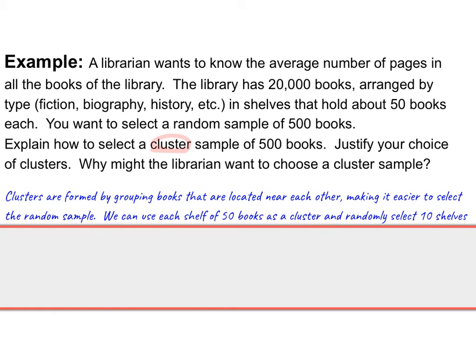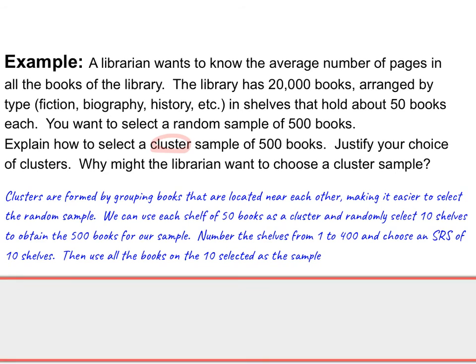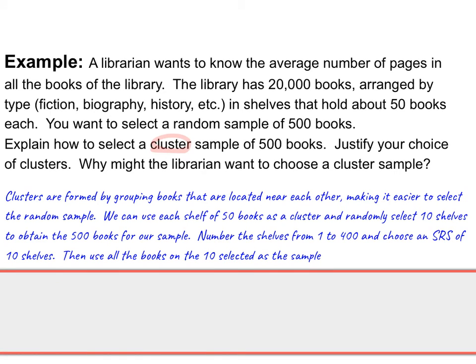So I'm going to assign numbers to each of my clusters. There would be 400 clusters, 400 shelves to get 20,000 books. So I will number them 1 through 400, and use a random number generator to get 10 different numbers. Once I have those 10 different numbers, I'm going to take every book on the shelf. All right, so randomly select your 10 shelves and then every book in that cluster. And again, what's an improvement? It's easier. It's probably quicker. You're not running all over the place. You just do one entire shelf.